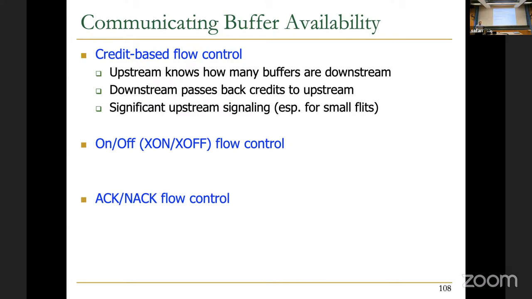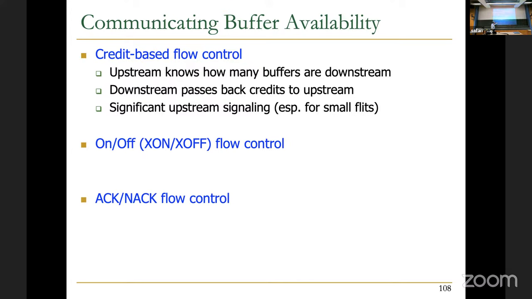Imagine that, in one example that I showed, let's hope we still have the picture. Yeah. So imagine that you have an adaptive routing algorithm and you want to send your packet from this source to the destination. One way is to send it through this path. The other one is to send it through this path, right?